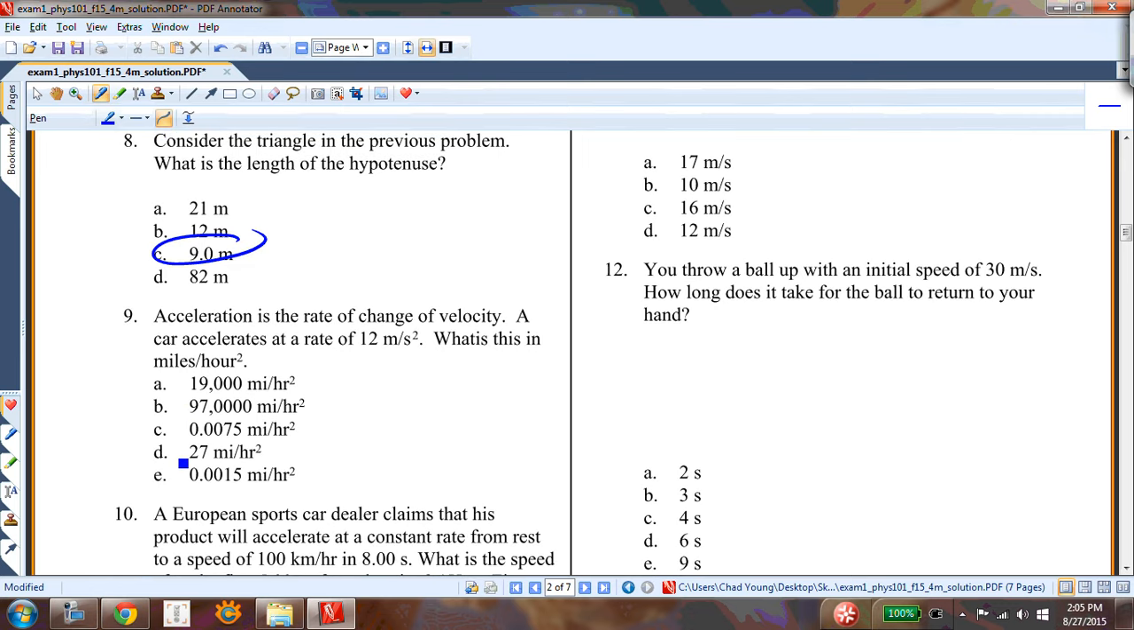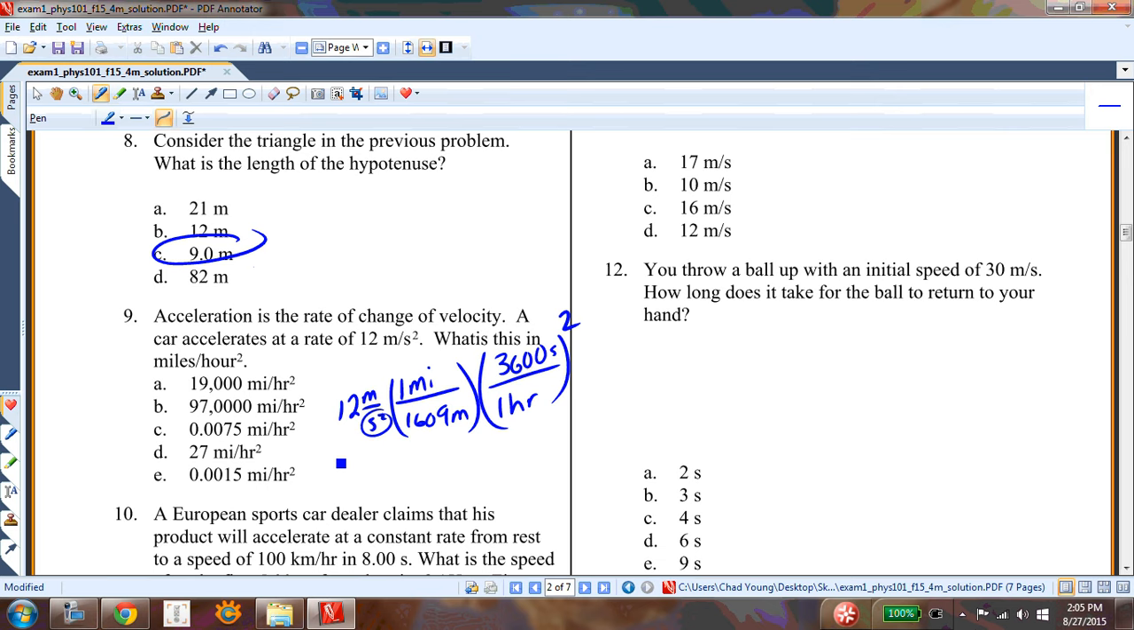Acceleration is the rate of change of velocity. Car accelerates at 12 meters per second squared. What is this in miles per hour squared? So 12 meters per second squared. I will put this conversion factor, give it to you, but in 1 mile there are 1609 meters. That would be given to you. And then in 1 hour there are 3600 seconds. And this has to be squared because I have this squared over here. So that's 12 times 3600 squared divided by 1609. I get 8,000.